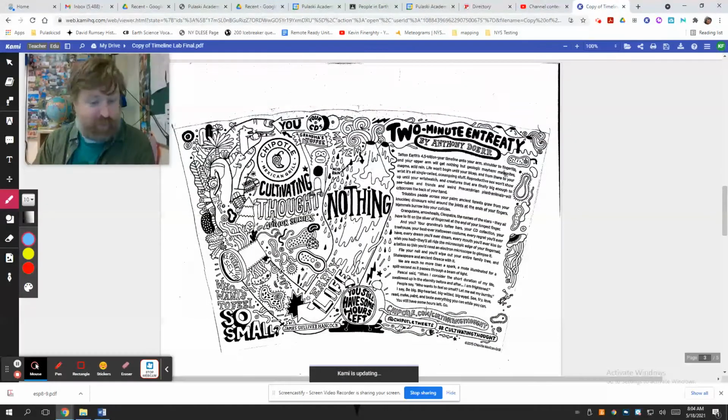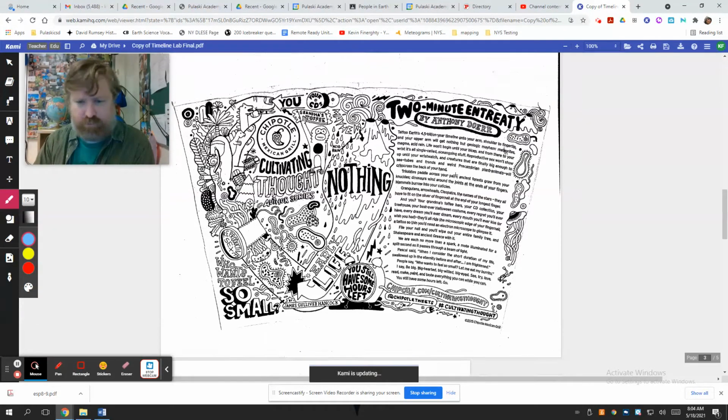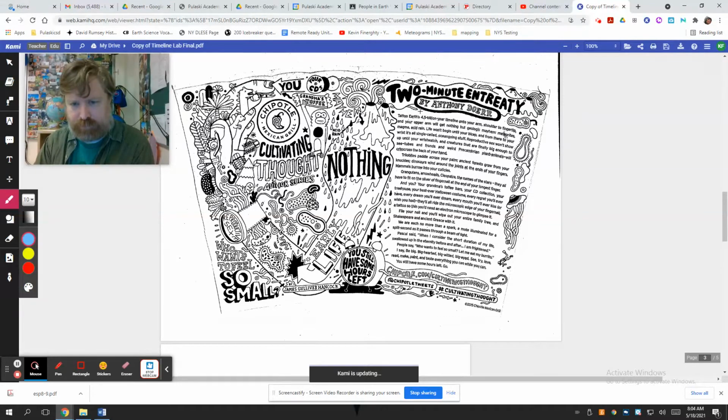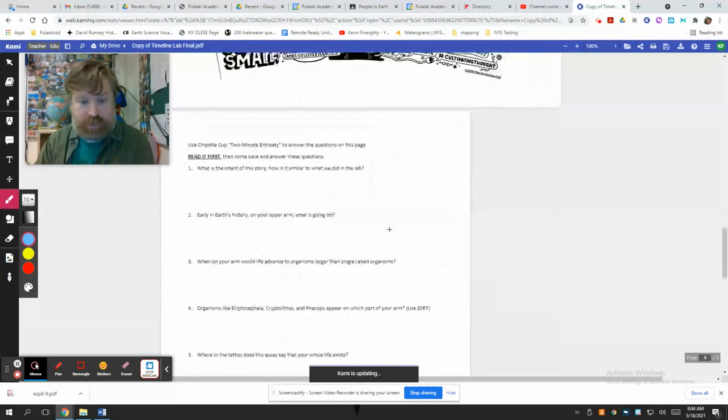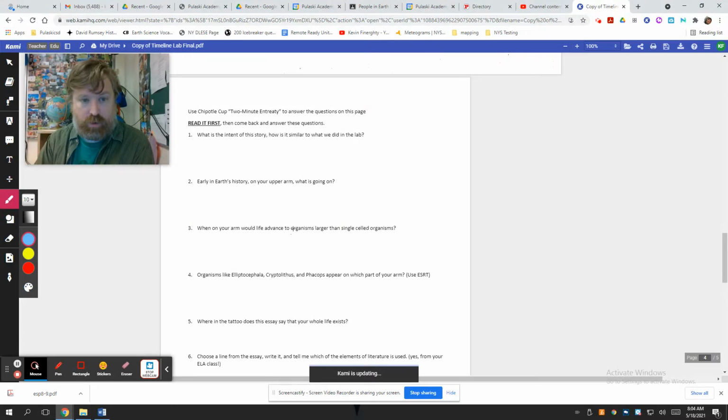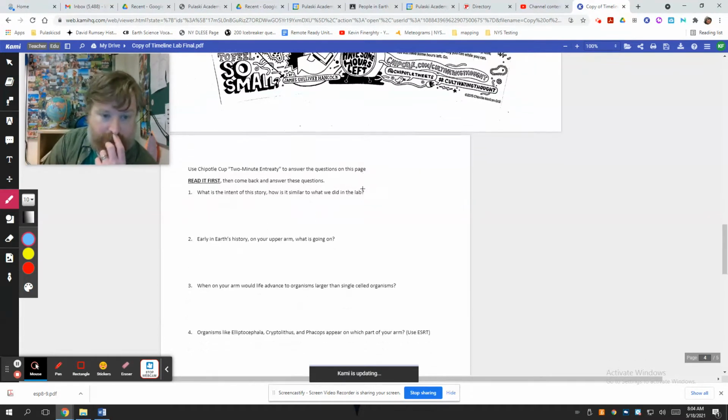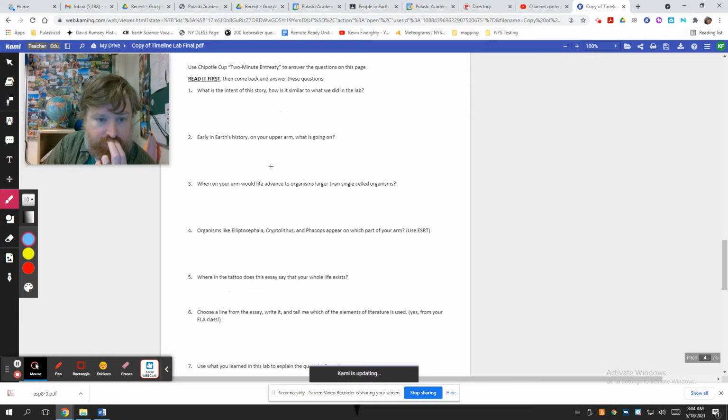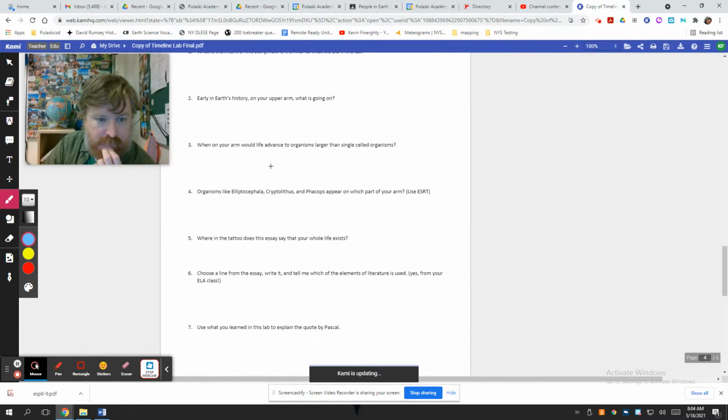This is a cup I got at Chipotle a couple years ago that I unraveled and scanned. I don't know if we read this at the beginning of the year. Sometimes I do this on the first day. Our first day was so odd this year, though. But we'll read that. This is basically the same concept of this lab, only if you got a tattoo of Earth's history on your arm, what happens as you go from your shoulder down to your fingertips? And then these questions are going to be right off of that cup. Okay? I'm going to help you with a couple, but I think some of these are doable.